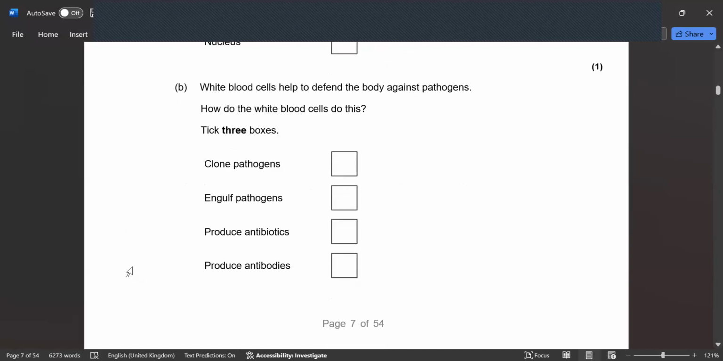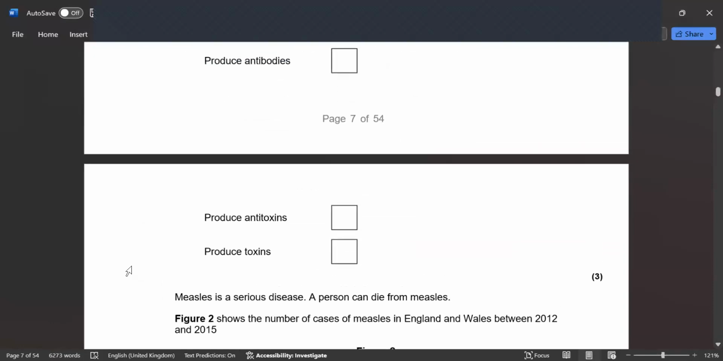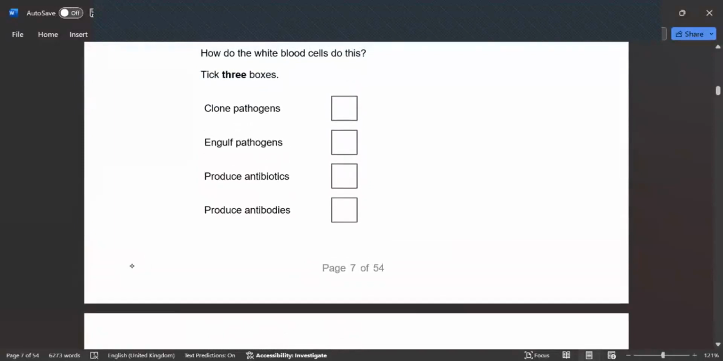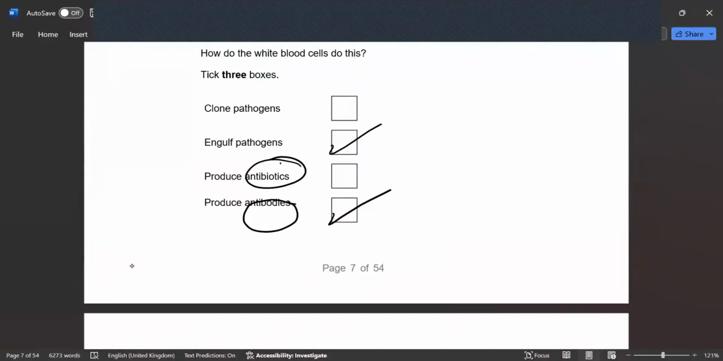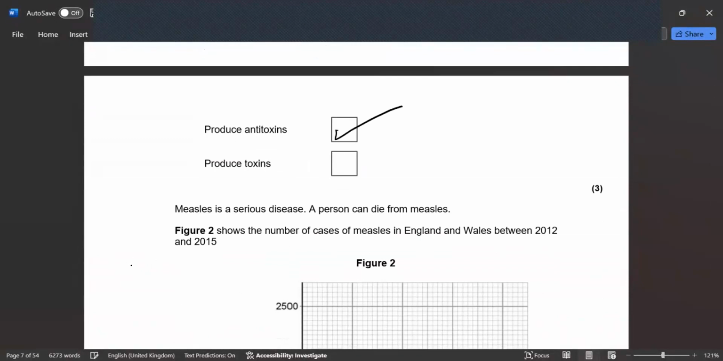I want you to tick 3 boxes. Still, we have here 2 choices. Okay, so at least from this page, I say engulf pathogens and produce antibodies. Please don't be confused between antibodies and antibiotics, please. Antibodies here. And the last one is produce antitoxins because some pathogens produce toxic substances.